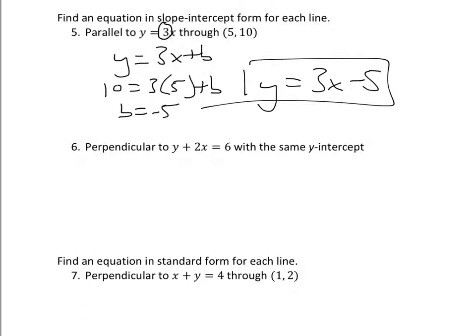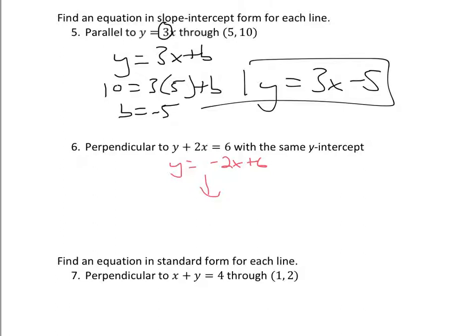At number 2, we're going to be perpendicular to this line, y plus 2x equals 6, with the same y-intercept. So it's almost in standard form, but not quite. All right, so I actually wouldn't deal with the standard form, just turn it into slope-intercept. The reason it's not standard form is because the y comes first, then the x, so don't get tripped up on that. So this is y equals negative 2x plus 6. Okay, so negative 2 is my slope right now.